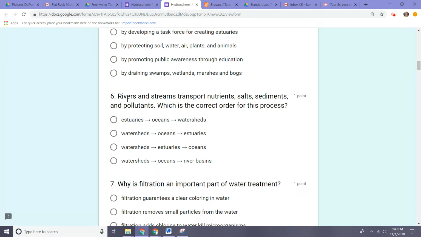Number 6. Rivers and streams transport nutrients, salts, sediments, and pollutants. Which is the correct order for this process? Estuaries to oceans to watersheds, watersheds to oceans to estuaries, watersheds to estuaries to oceans, watersheds to oceans to river basins.